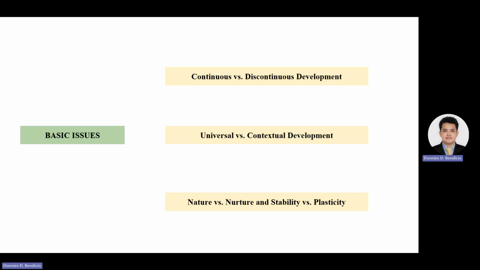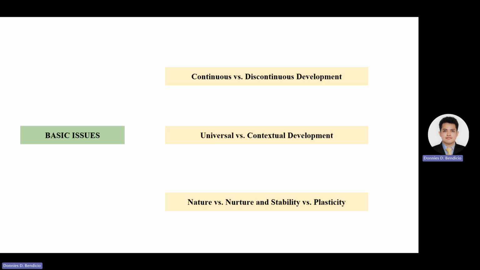Erik Erikson's theory of psychosocial development suggests that there are universal stages of psychosocial development that individuals go through across cultures. For example, the stage of identity versus role confusion is believed to be a common developmental challenge faced by adolescents worldwide.